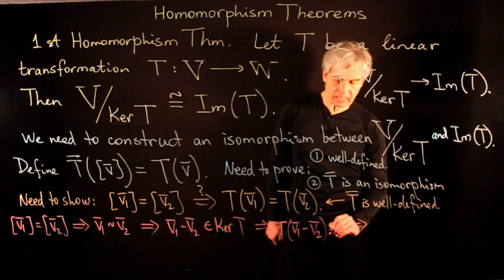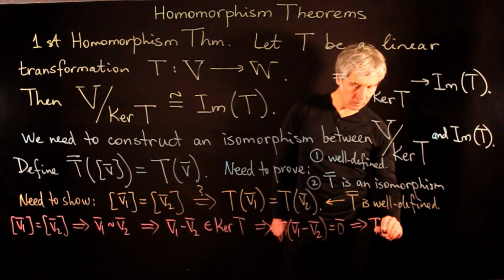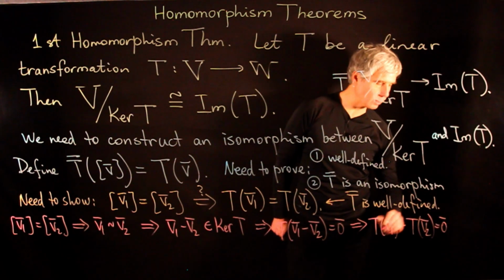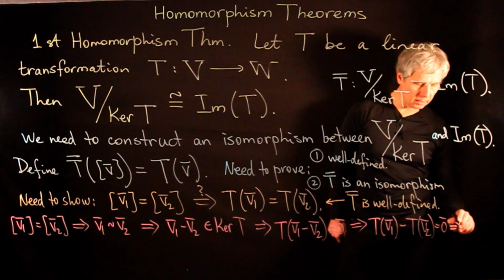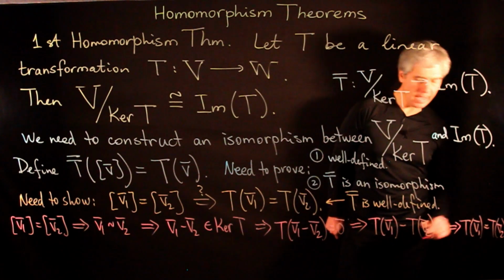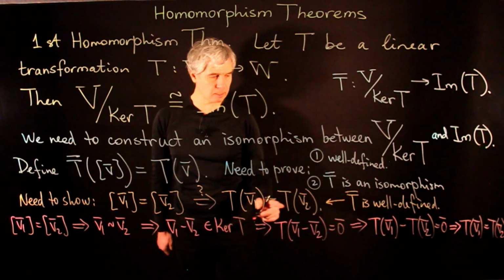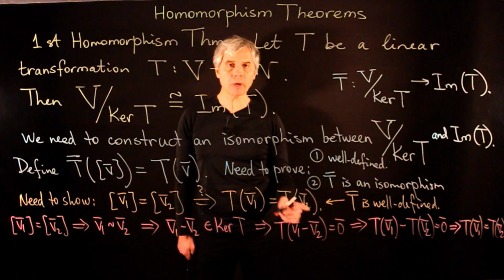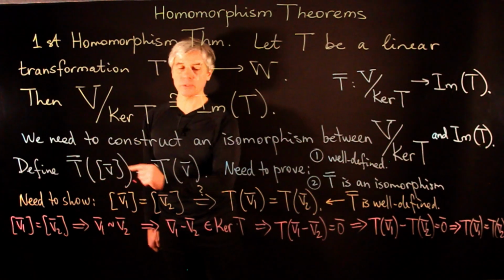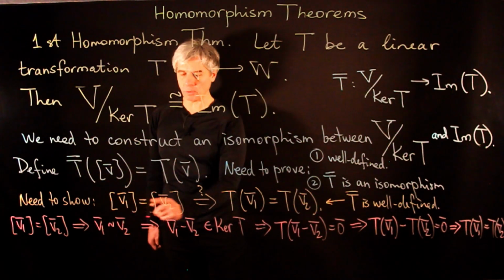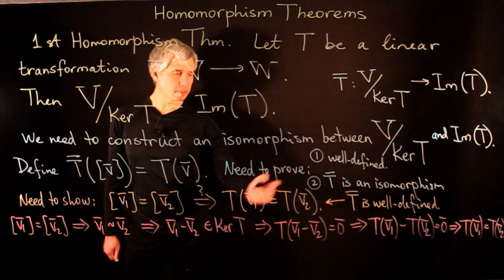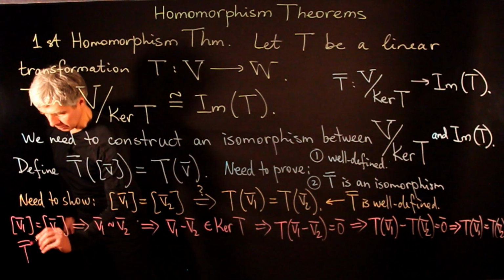And then, since T is linear, this says that T of v1 minus T of v2 is equal to a 0 vector. And this gives us exactly what we need. T of v1 is equal to T of v2. And this tells us that the linear transformation T bar is indeed well defined. The right-hand side of the definition of T bar does not depend on the choice of the representative in the equivalence class.